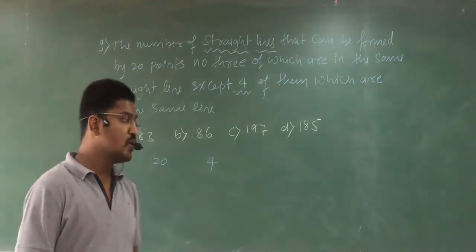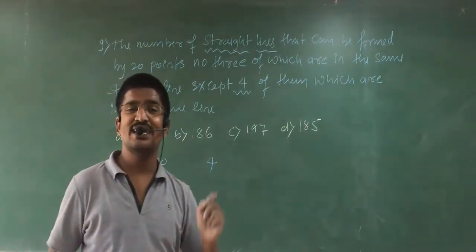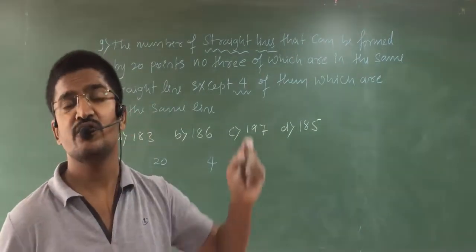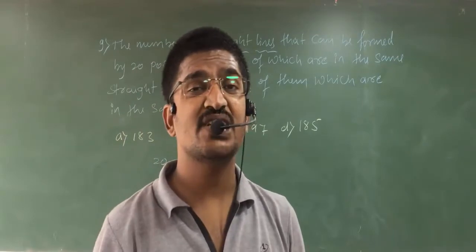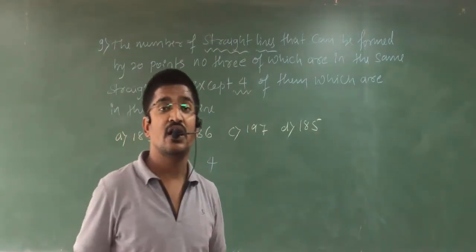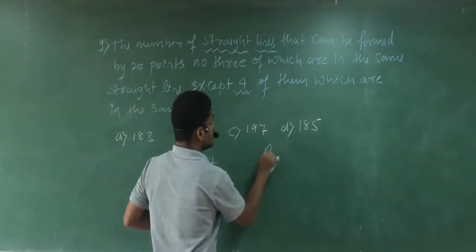Clear? So, you all know the formula for forming the number of straight lines from n number of points where m number of points are collinear. I have already discussed that formula. The formula was what?